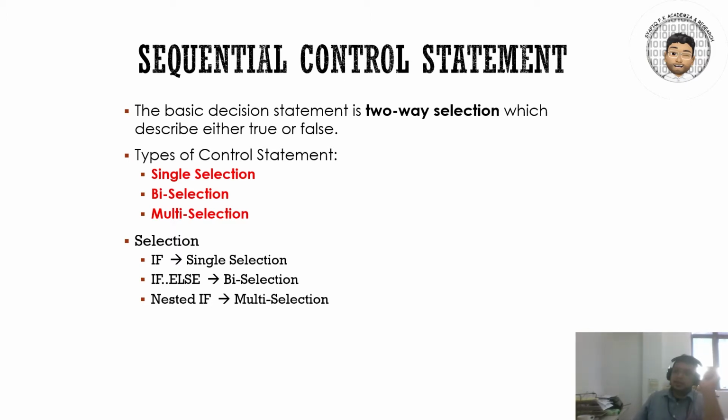Okay, boleh. So nested if is an if within an if. It means that after he asks you, okay, you want nasi goreng, and then he asks you again, nasi goreng pedas ke tak? That means this is a condition within a condition. If you order nasi goreng, ask the person, you nak pedas ke tak? Okay, you want hot or not? Spicy or not? And then you can put in another selection.